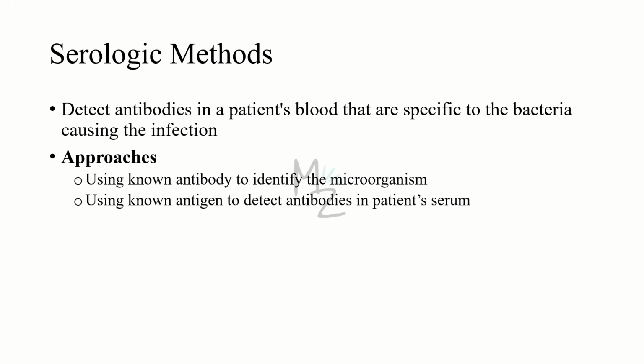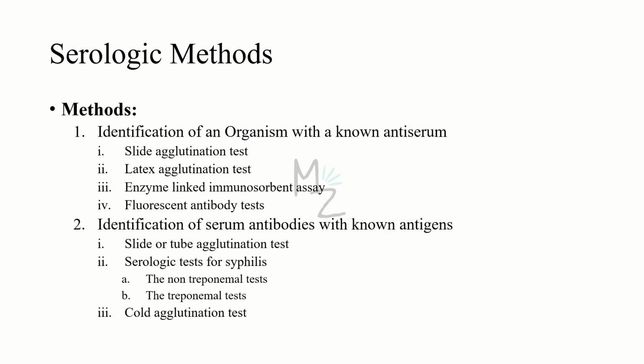Let's talk about serologic methods, or serology. It is the process to detect antibodies in a patient's blood that are specific to bacteria causing the infection. There are two basic approaches to that. Number one is using known antibody to identify the microorganism, and number two is using known antigen to detect antibodies in the patient's serum. Methods: there are two methods to do that.